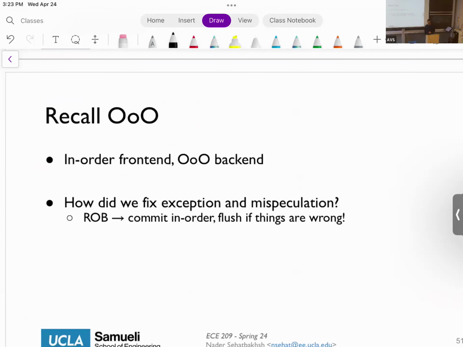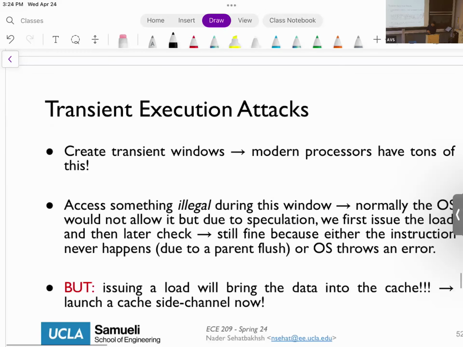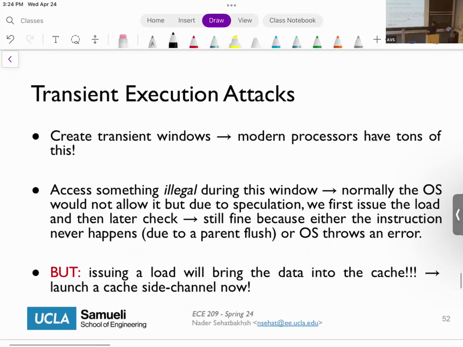So remember that we had out of order execution, right? We had an in order front end that fetches and decodes in order, but we execute things out of order. And how did we fix exceptions and miscalculations? We fixed it using the ROB. So we commit in order and we flush things out if things go wrong. And it works very, very well, and it gives us a lot of performance. We talked about tons of different features to improve this. So let's see what happens with the transient execution attack.